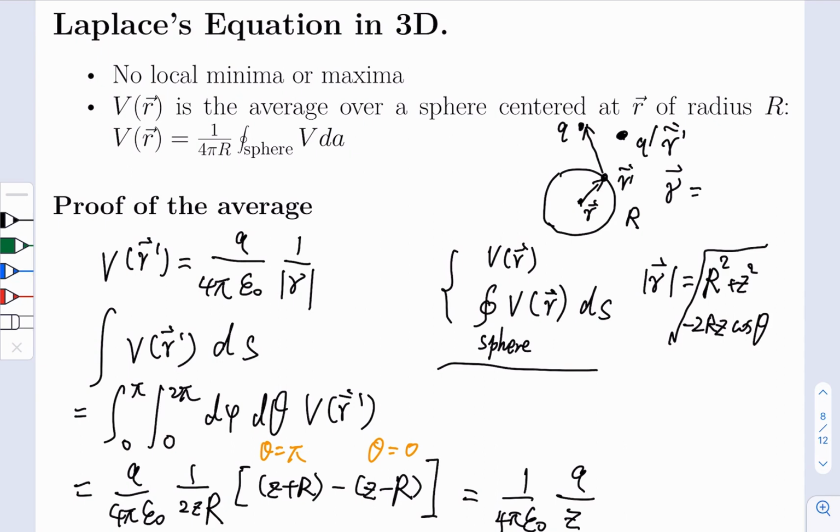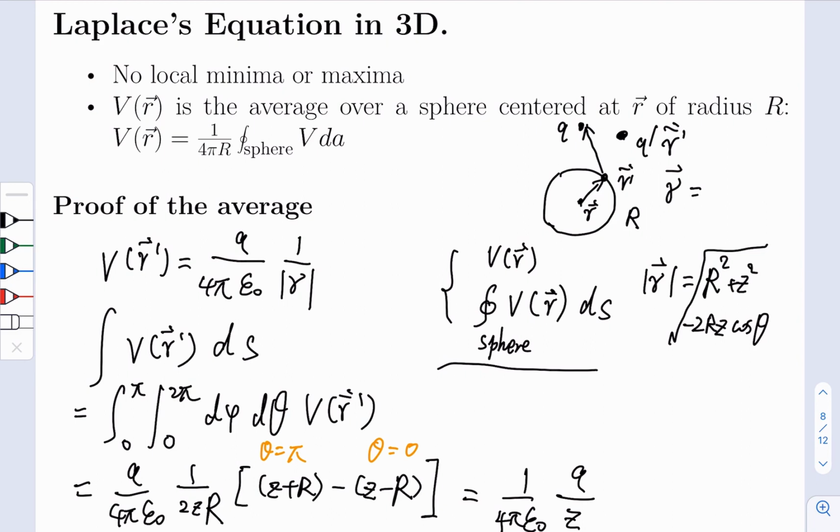Now let's go to the 3D case. Again, in 3D, I claim that the Laplace equation allows no local maximum or minimum within the region of interest, and all the minimum or maximum should occur at the boundary.